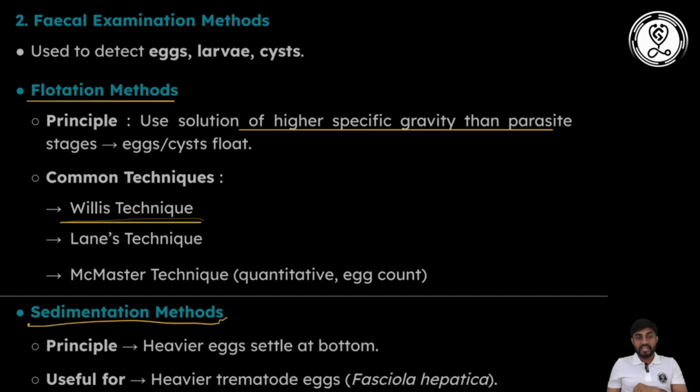There are different techniques for that. Either you can use Willis technique, or you can use Lane's technique, or you can use the McMaster technique, which is a quantitative method for egg count.